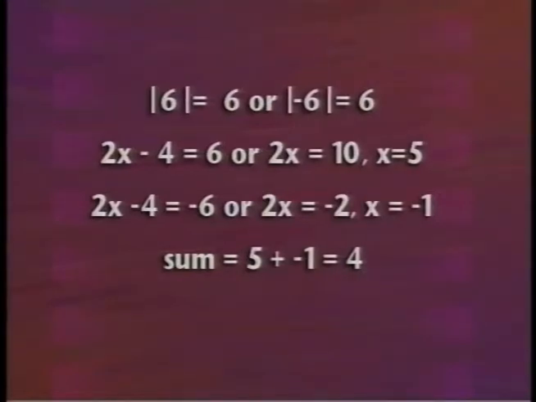First, 2x minus 4 equals 6, or 2x equals 10, x equals 5. Then 2x minus 4 equals negative 6, 2x equals negative 2, x equals negative 1. The sum of the solutions would be 5 plus negative 1, which is 4. Answer J.